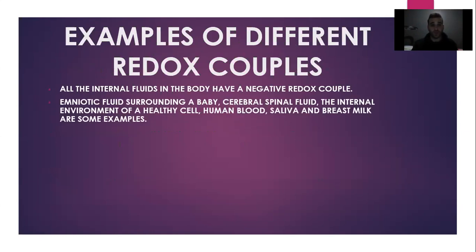Okay, amniotic fluid surrounding a baby, cerebral spinal fluid. That includes the fluid around your brain, between your brain and your skull. The internal environment of a healthy cell. The internal environment of a healthy cell has a redox of negative 20 to 25 millivolts, and that actually directly relates to a pH of around 7.3 to 7.4.